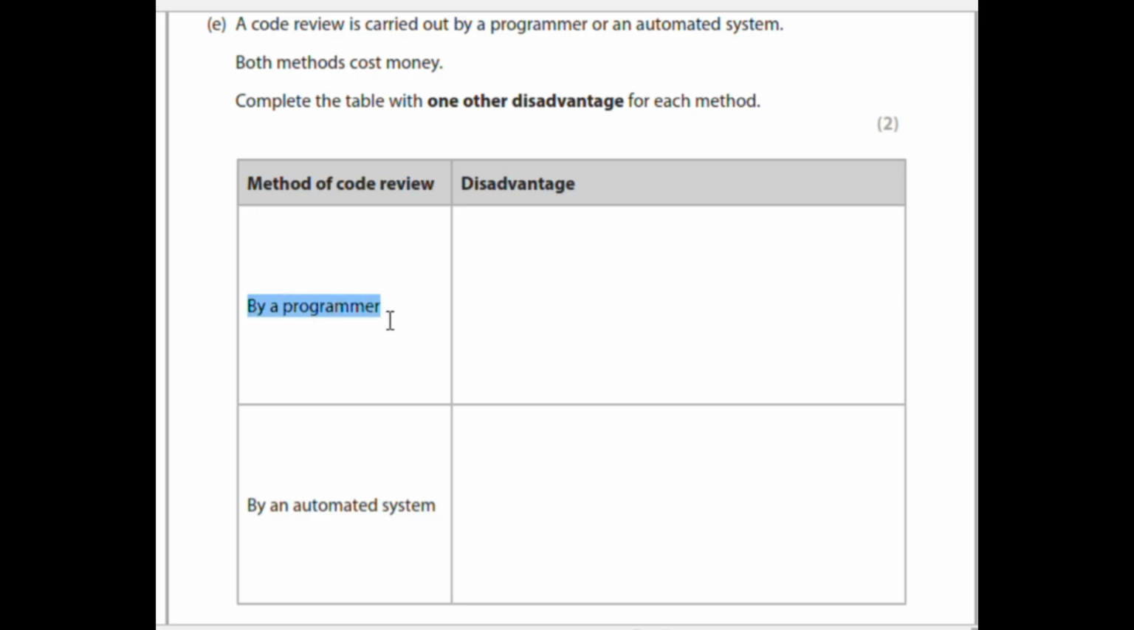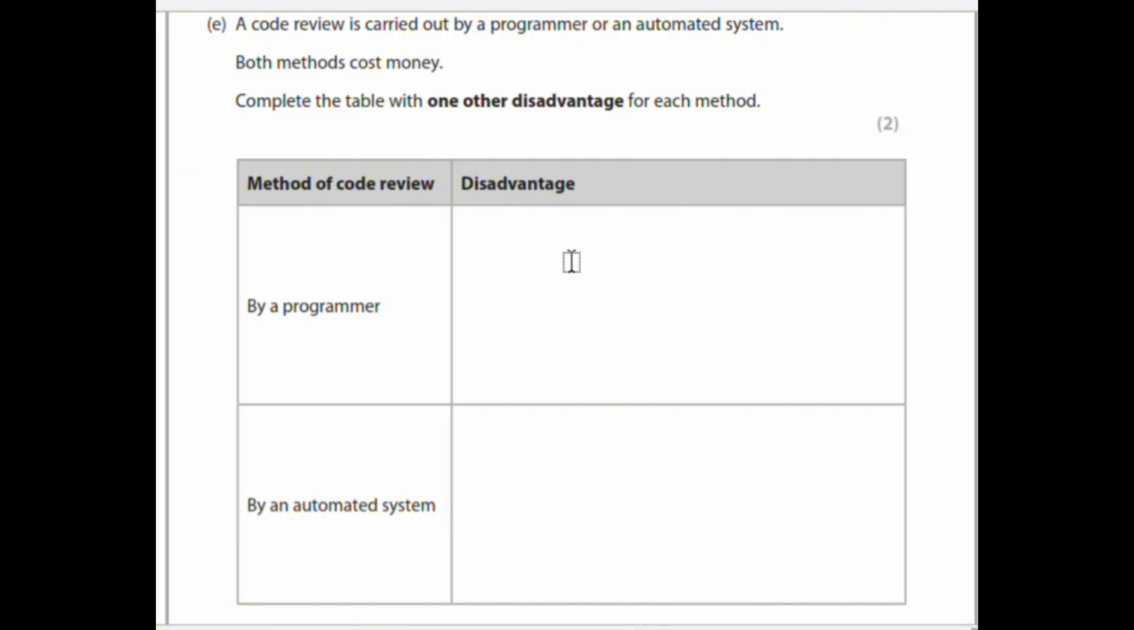You can also employ automated systems to do the testing. So what is the disadvantage of using a human programmer, and what is the disadvantage of using an automated system to do the testing? Let's start with this one, human programmer. Disadvantage, apart from cost, he might be biased.